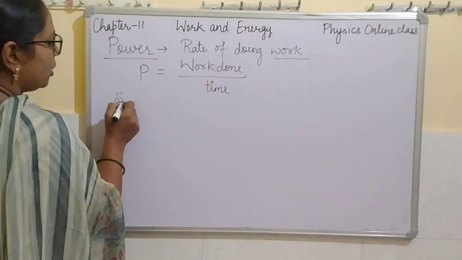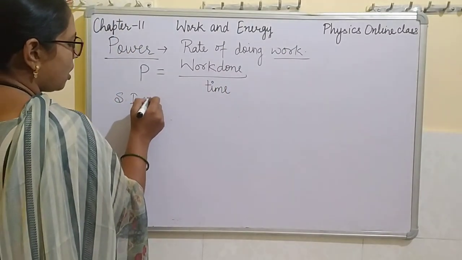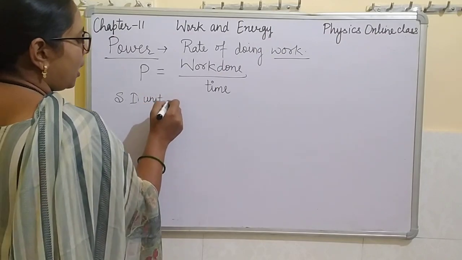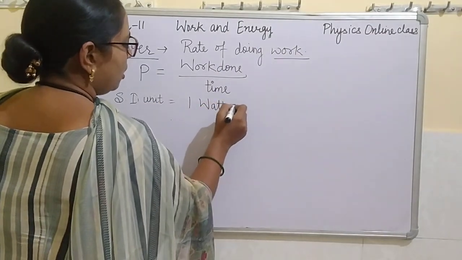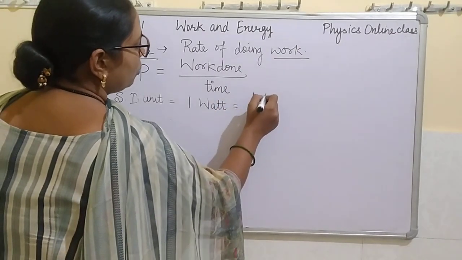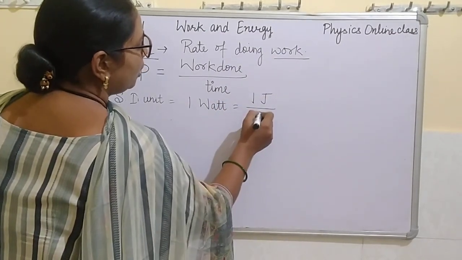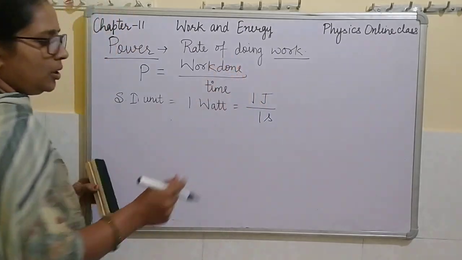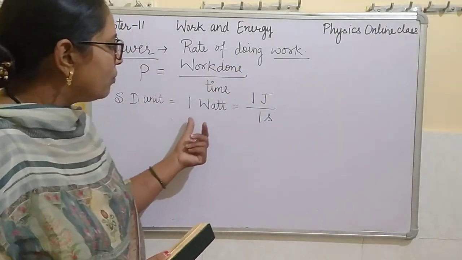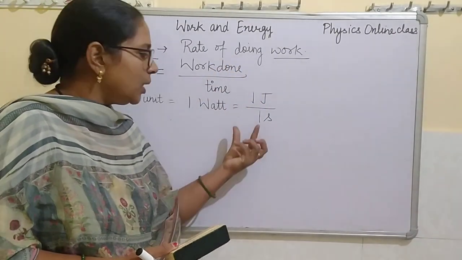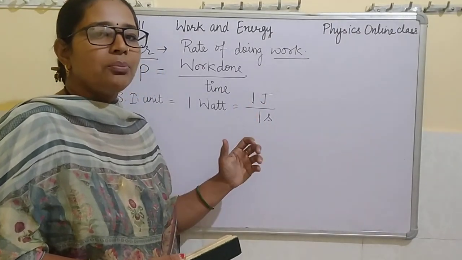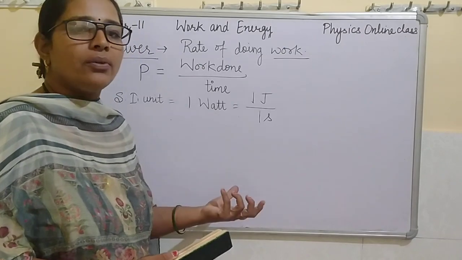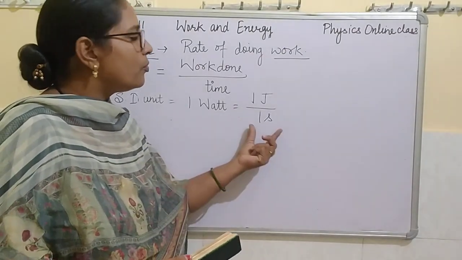The SI unit now comes on SI unit. How we will measure this? The SI unit of power is watt. 1 watt means when you do 1 joule of work in 1 second, then the power is said to be 1 watt. जब भी 1 जूल काम 1 सेकंड में होता है तो हम ये कहते हैं कि उस बॉडी की पावर जो है वो 1 वाट है.